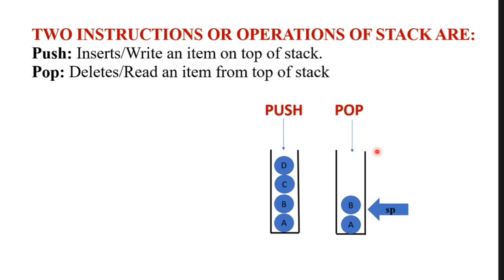Now the stack pointer, as we have already discussed: here in this case the last data stored is B, so it will be pointing to the memory location where B is stored, and here the stack pointer will be pointing to the memory location where D is stored.